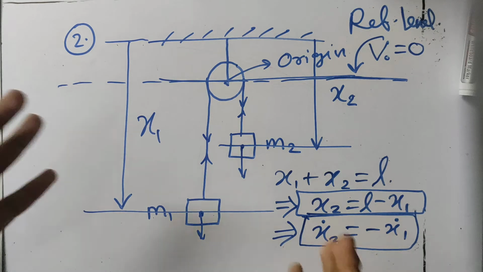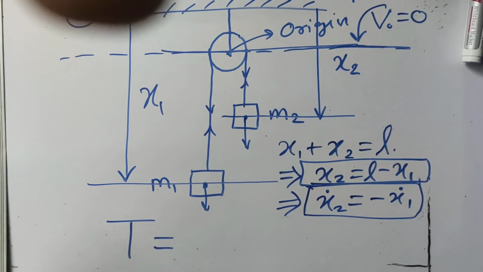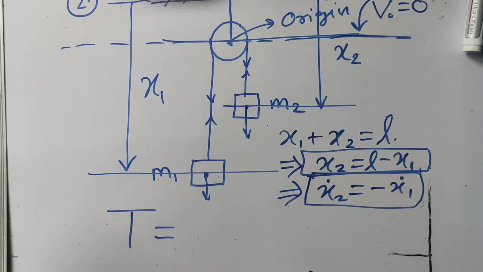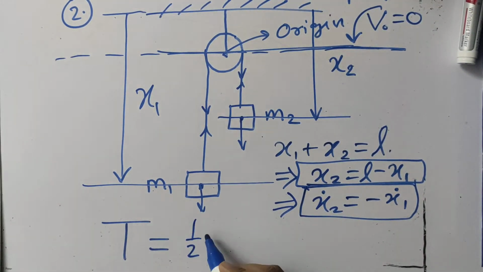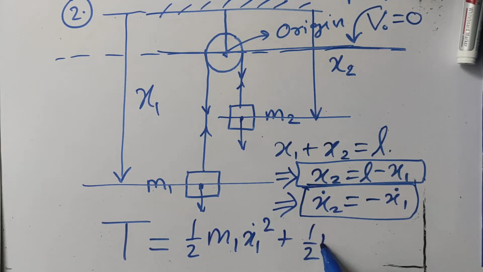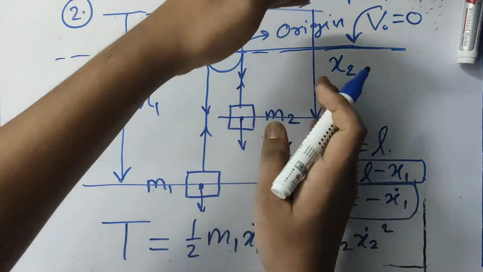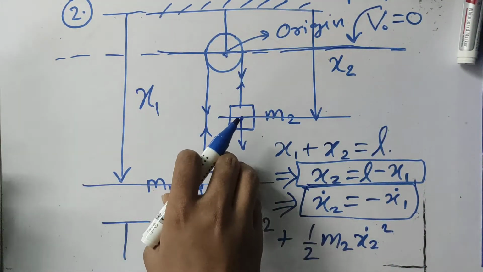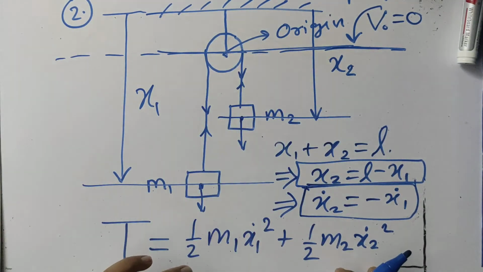Now we are going to proceed with finding T. What is the kinetic energy of this system? Is it visible? Sorry. Yeah, what is the kinetic energy of this system? Yes, it is half m1 x1 dot squared plus half m2 x2 dot squared. x1 dot squared is the velocity square along x1 direction, x2 dot squared is the velocity square along x2 direction. For individual rigid bodies, the individual translational kinetic energies are computed and written.